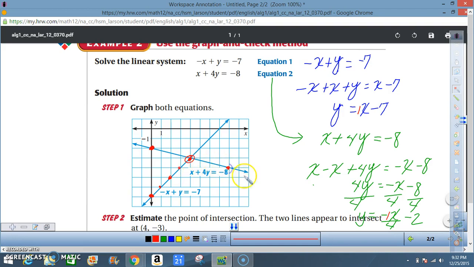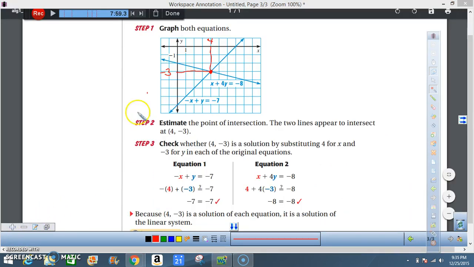All right, so I've got enough to make this line and to make that line. And right here is my point of intersection. We determined that our point of intersection had an x value of 4 and a y value of negative 3. That means that it is a solution to this system. Now we're going to take this point, the x value and the y value, and plug it into each equation to see if it's true.